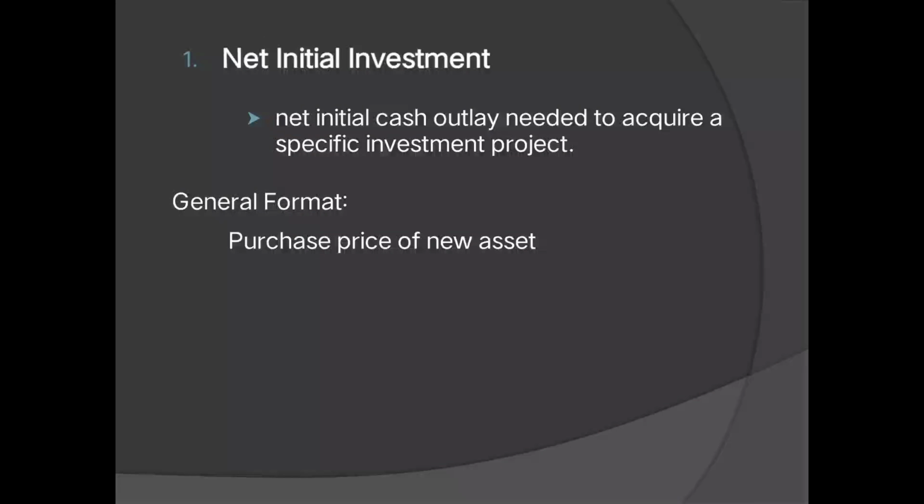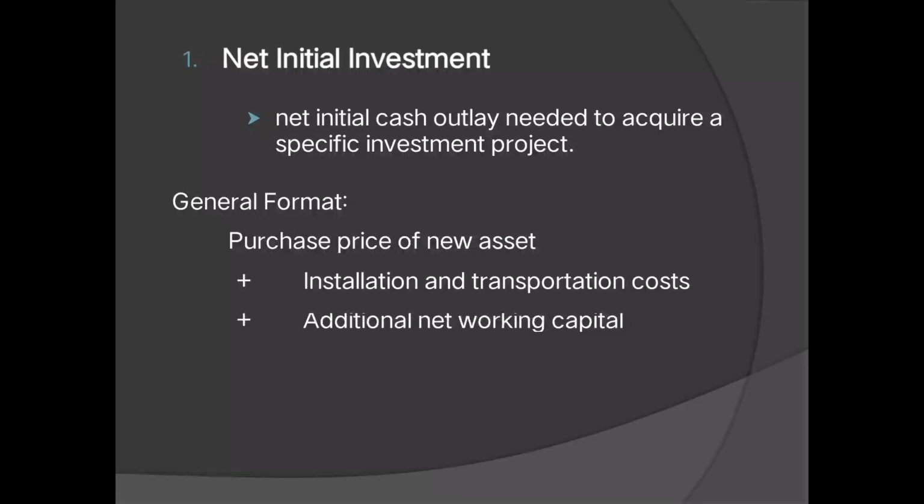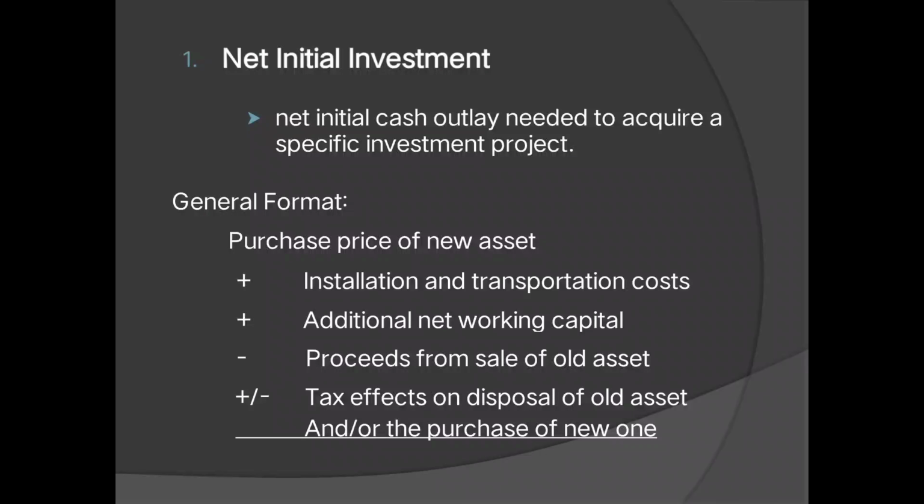Purchase price of new asset, add the installation and transportation cost, add the additional net working capital. So, yung additional net working capital is the excess from the current asset over the liabilities na required sa pag-acquire ng initial investment. Then, ilalas natin yung proceeds from sale of old asset. Then, add or less the tax effects on disposal of old asset or the purchase of new one. Then, makukuha na natin yung net investment.